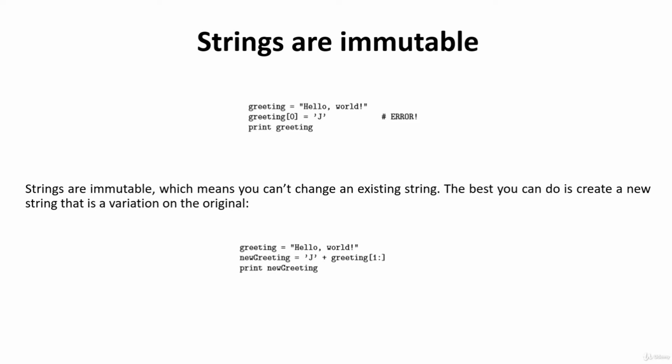Strings are immutable, which means you can't change an existing string. The best you can do is create a new string that is a variation on the original. That looks like this: greeting equals Hello, then print new greeting. The solution here is to concatenate a new first letter onto a slice of greeting. This operation has no effect on the original string.